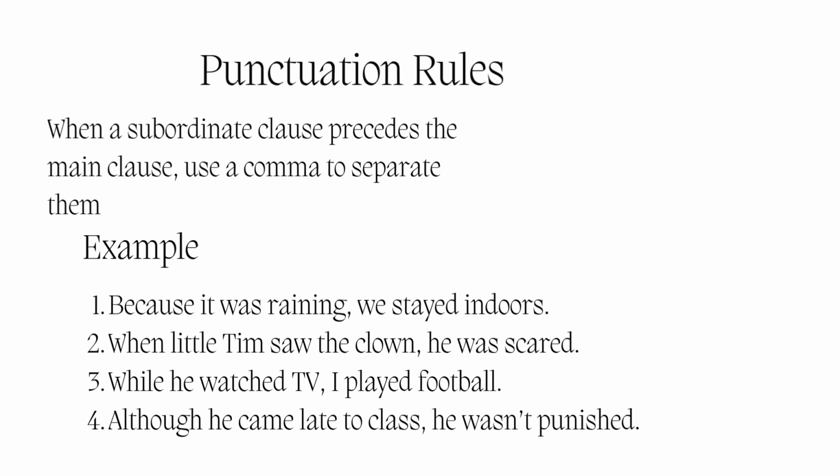Punctuation rules. Combining main clauses and subordinate clauses is guided by rules. You don't just combine anyhow. Now here are the rules. When a subordinate clause precedes the main clause, use a comma to separate them. That is, when a subordinate clause comes before the main clause, use a comma to separate them. Example: Because it was raining, the subordinate clause comes first. Because it was raining, comma, we stayed indoors.